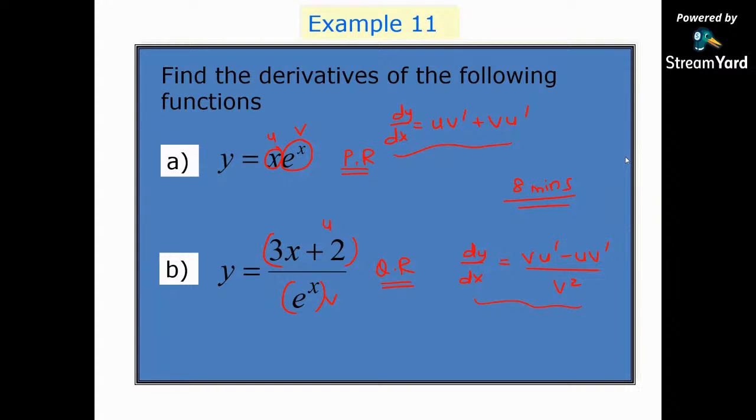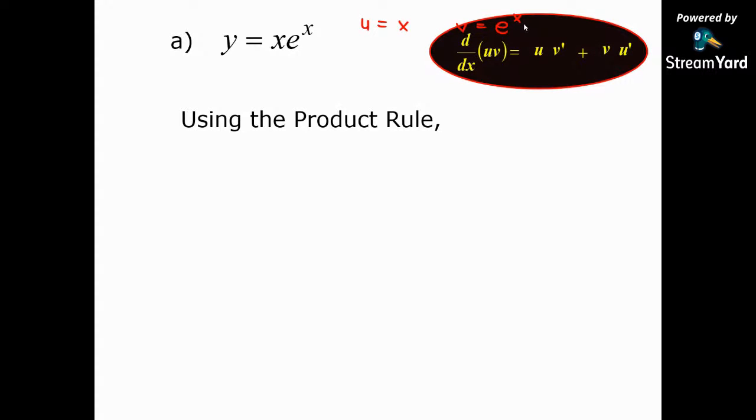Okay, so let us go to the first one. We got y equal to x e^x. So u will be equal to x, v will be e to the power of x. We are using the product rule, so uv' plus vu'. u is x, and then we're going to differentiate e to the power of x, plus v, e to the power of x, times u prime. We're going to differentiate the x later on.